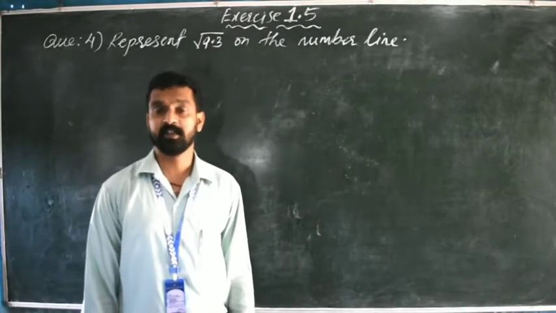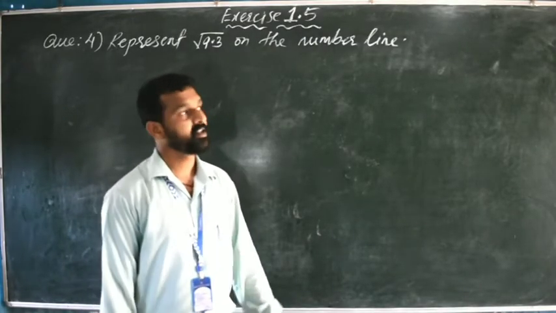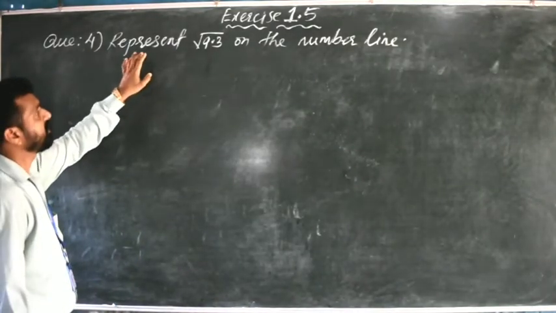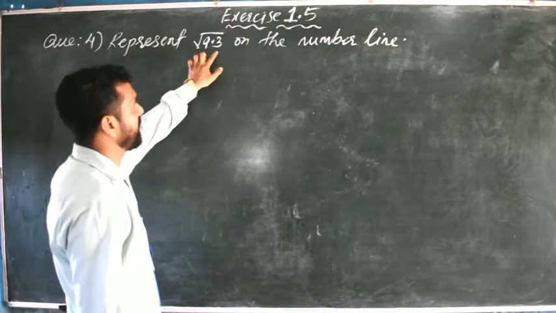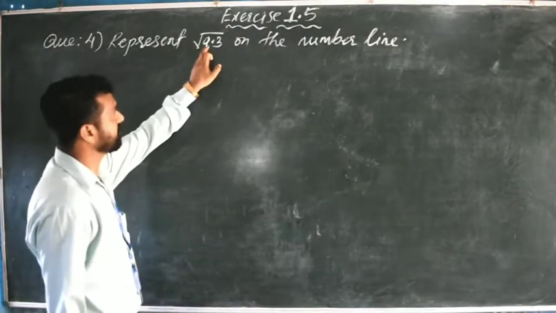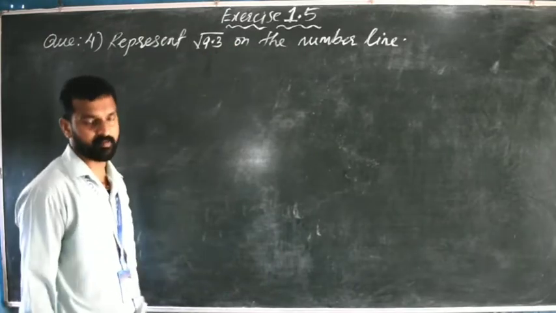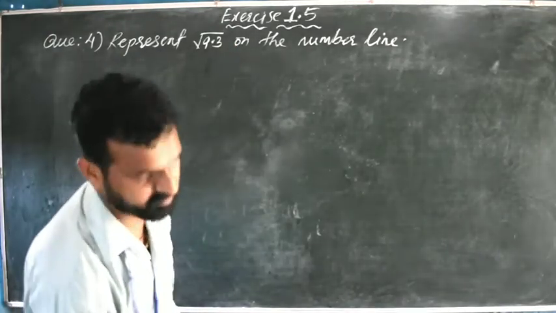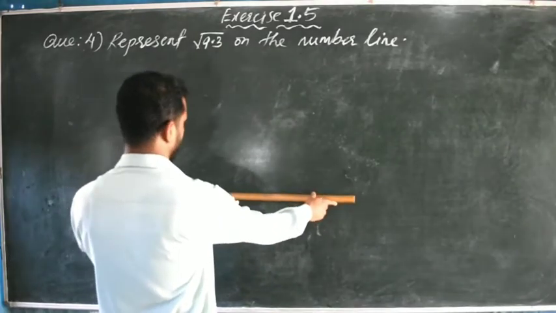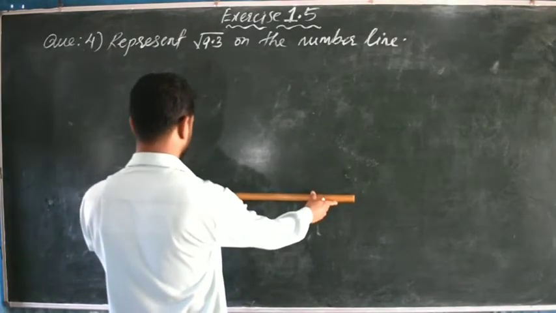Dear children, in this video I am going to explain exercise 1.5 question number 4. See the question. Represent root 9.3 on the number line. We are going to represent root 9.3 on the number line. For representing that, first we have to draw the number line. We will draw a number line. After that we have to mark.